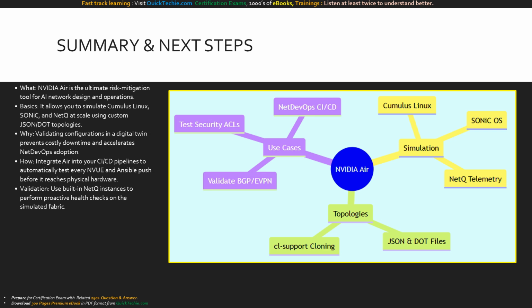This final mind map summarizes our journey. NVIDIA Air sits at the center, branching into simulation capabilities for your OS and telemetry, topology creation using JSON or CL support cloning, and vital use cases like validating routing, testing security, and empowering NetDevOps CI/CD pipelines. Keep these pillars in mind as you design your next AI fabric.